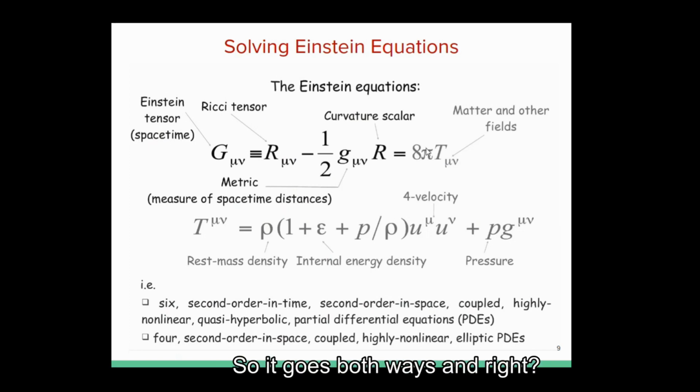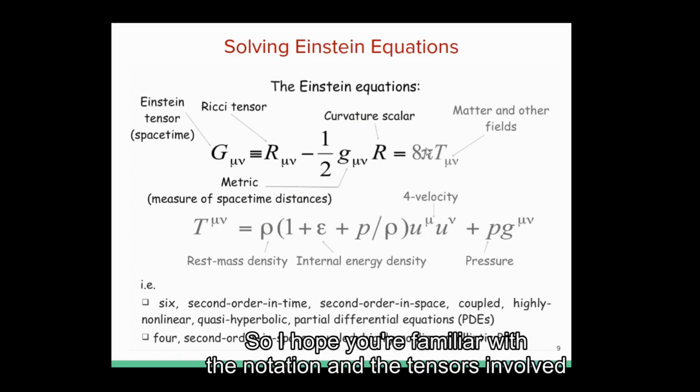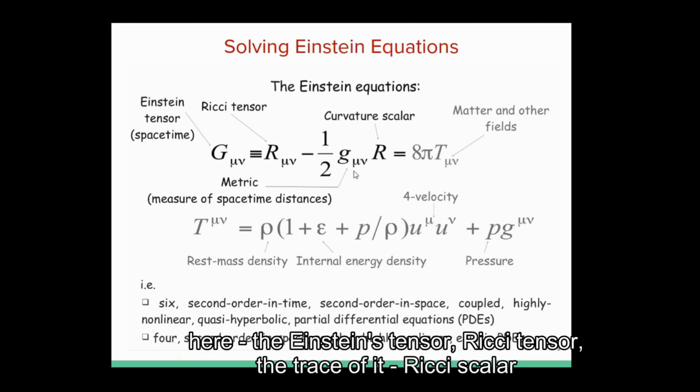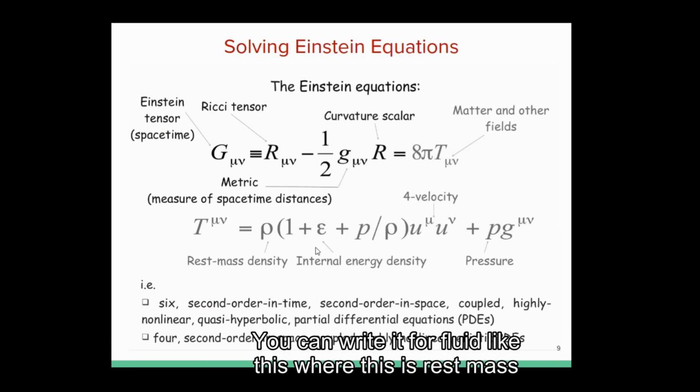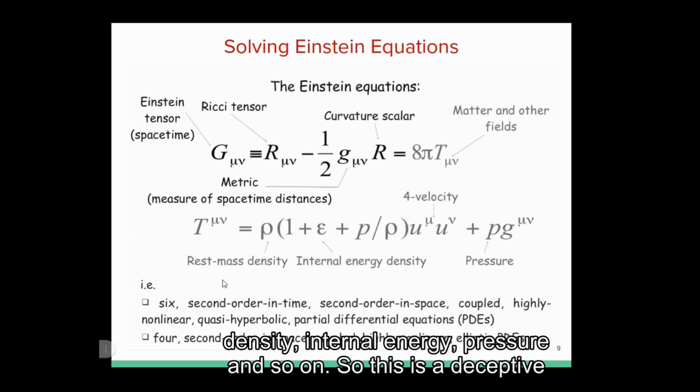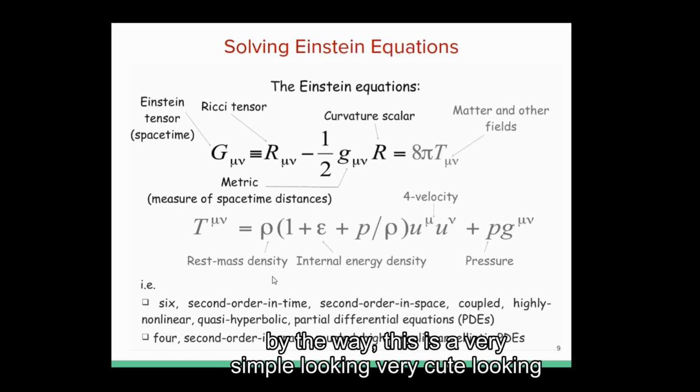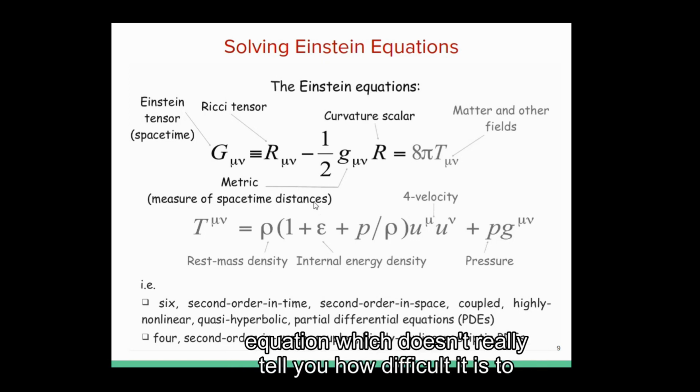And right. So I hope you're familiar with the notation and the tensors involved here. This is the Einstein tensor, Ricci tensor, the trace of it, Ricci scalar, and the matter stress energy tensor. You can write it for a fluid like this, where this is mass density, internal energy, pressure, and so on. So this is a deceptive equation, by the way. This is a very simple looking, very cute looking equation which doesn't really tell you how difficult it is to solve.